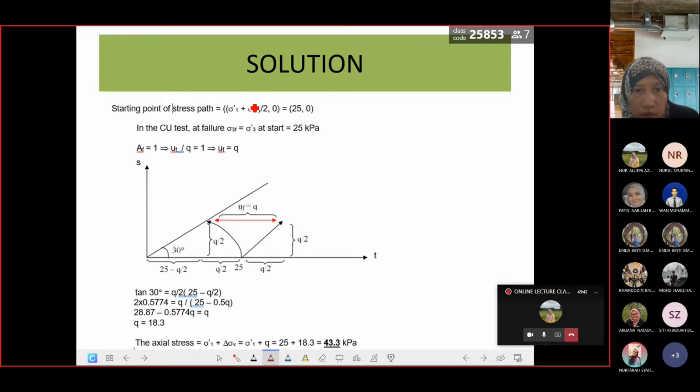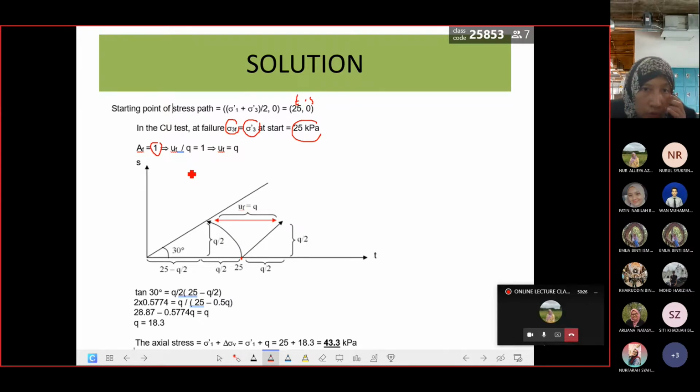So here we can get the value for T and also the value for S. Here is your T, and SU is zero. So in the consolidated undrained test at failure, sigma 3 equals sigma 3 and starts at 25 kPa. This is its information. On the pore water pressure at failure, it is given that the A parameter is equal to 1, so UF over Q is 1. So UF equals Q.